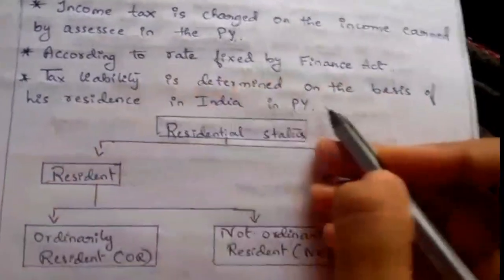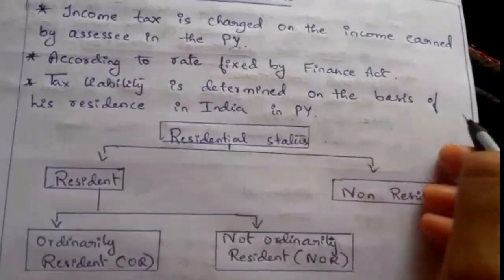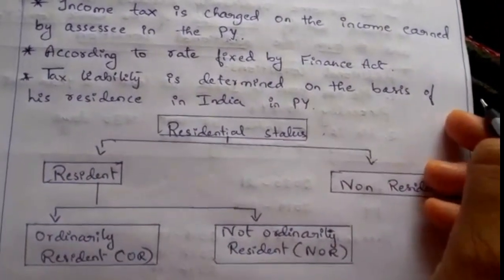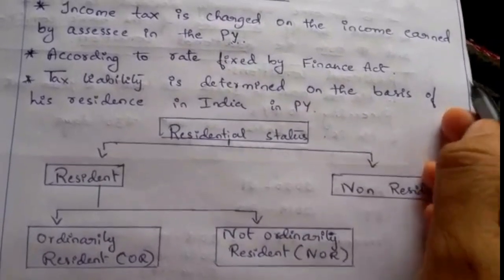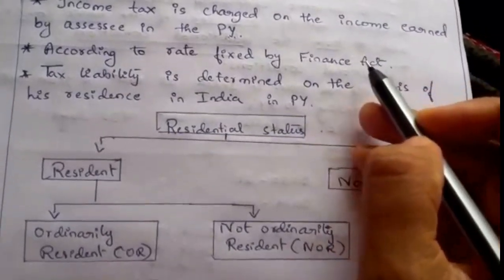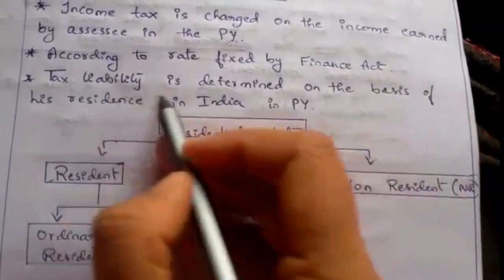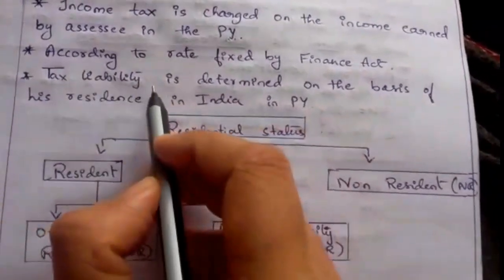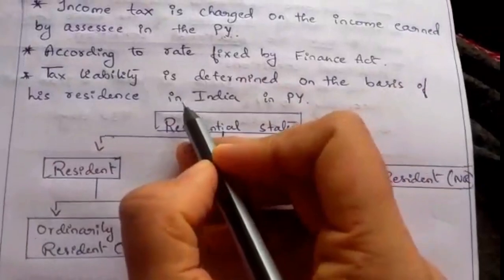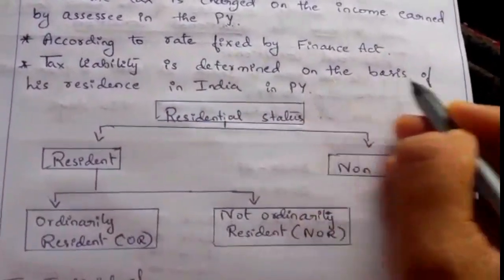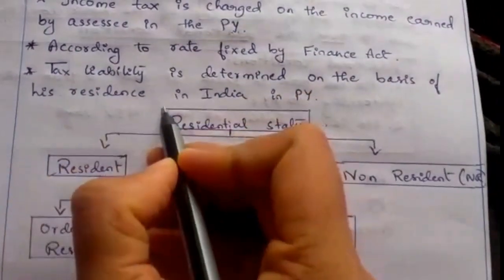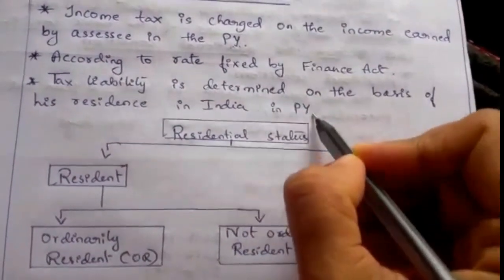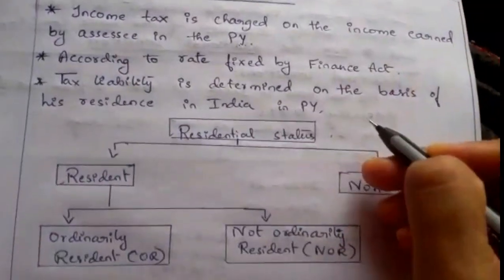This tax liability is determined on the basis of his residence in India in the previous year. On the total income, tax is calculated. Whether he is liable to pay income tax is determined on the basis of his residence in India in the previous year. So that is about residential status.